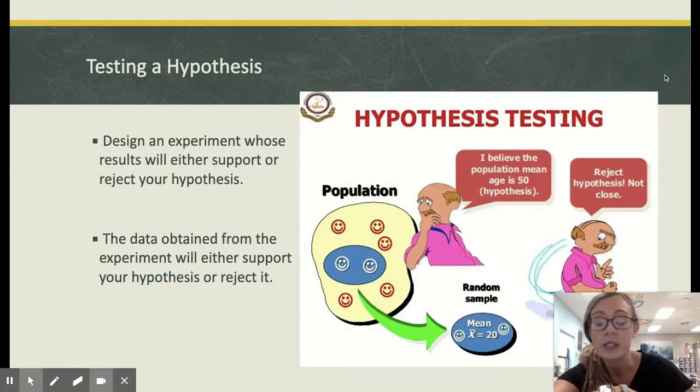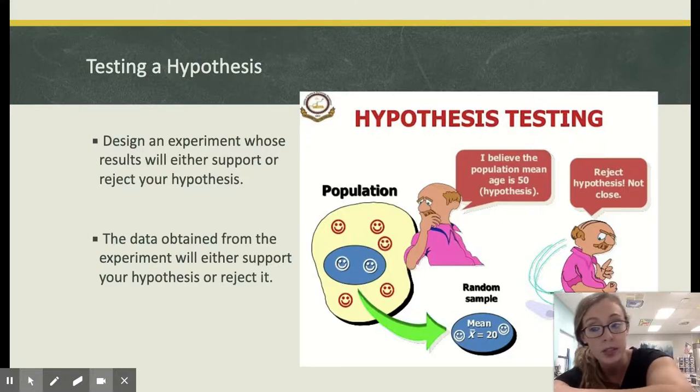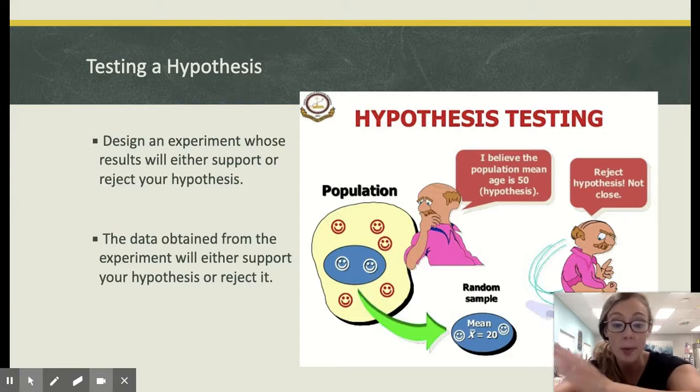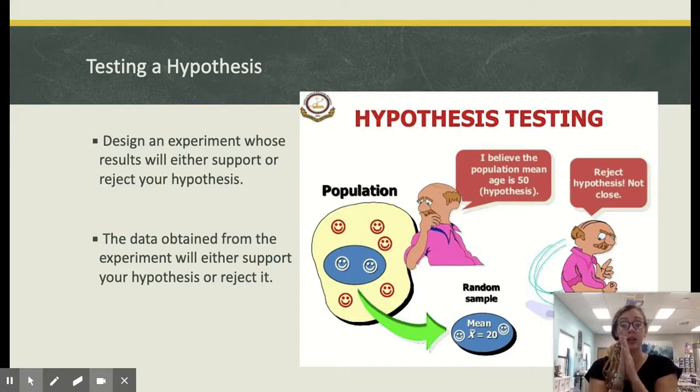All right, so when we test our hypothesis, we have to design an experiment whose results will either support or reject that hypothesis, right? So we can't just say, oh, here's our hypothesis and we're just going to do whatever, right? Our hypothesis and our experiment have to go together. And the data that we collect from the experiment will either support your hypothesis or reject it. And just as a reminder, remember what I said earlier.